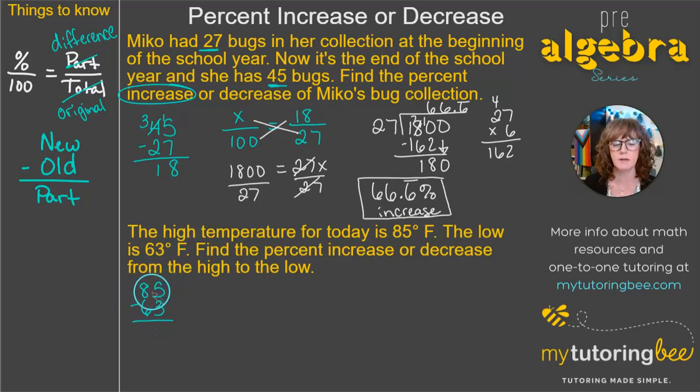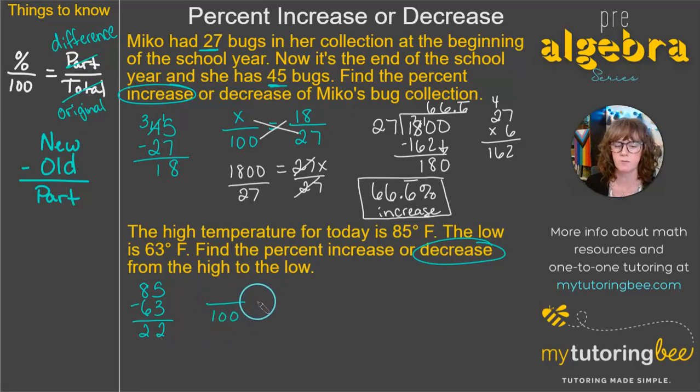Now notice that I am just taking 85 minus 63, even though 85 is the old number. Basically, we want to just take the highest number and subtract the lowest number. We just want to find the difference or the distance between these two numbers, whether we're going with an increase or a decrease. For this one, it does look like we're doing a decrease because we went down in temperature. So let's figure out what that difference is. We've got 22 degrees. Now let's set up our proportion.